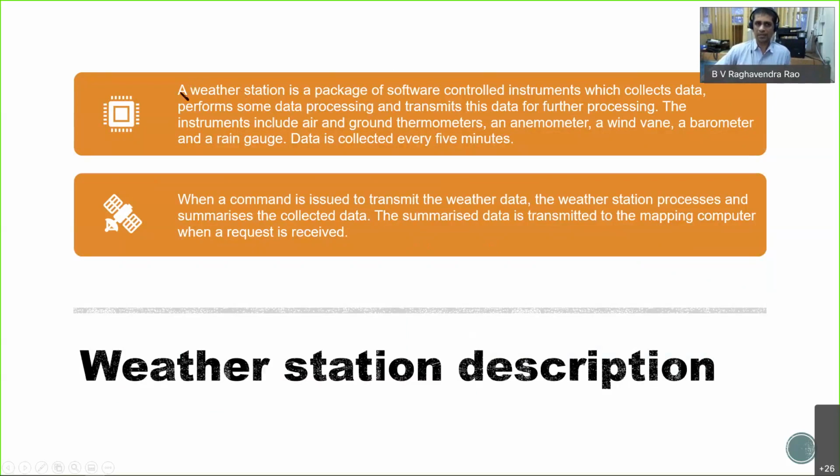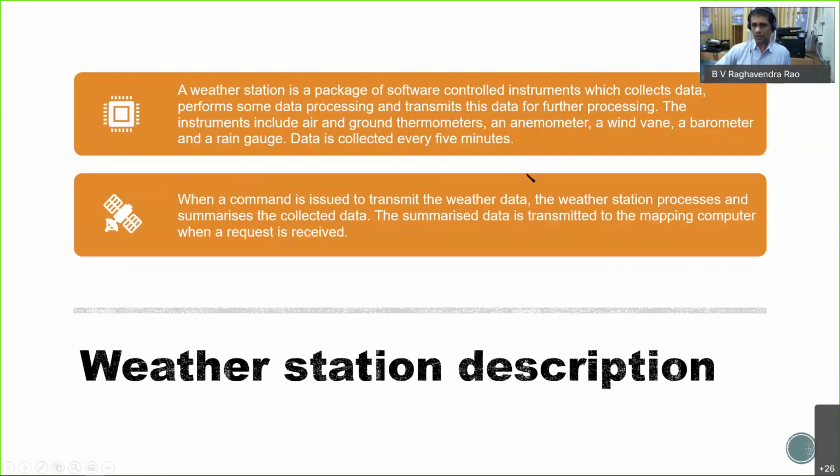Okay, so you can just imagine a weather station. You want a software package which also involves instruments which are controlled. So it consists of instruments which collect data, perform some data processing, and transmit this data for further processing. Let's suppose the instruments include air and ground thermometers, an anemometer, a wind vane, a barometer, and a rain gauge. And we can imagine that data is collected every 5 minutes.